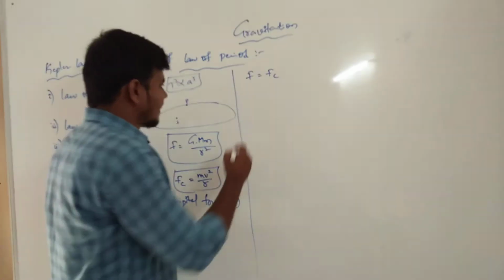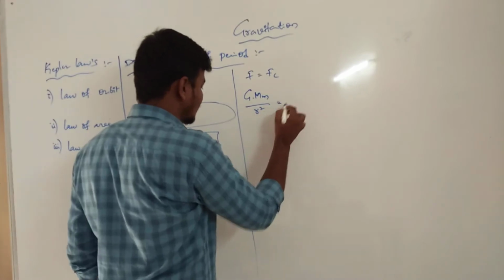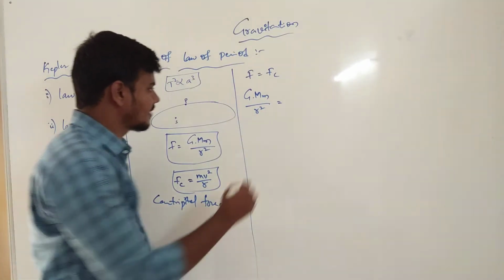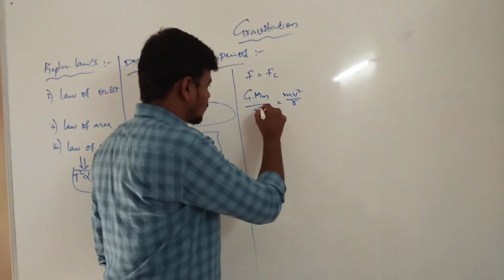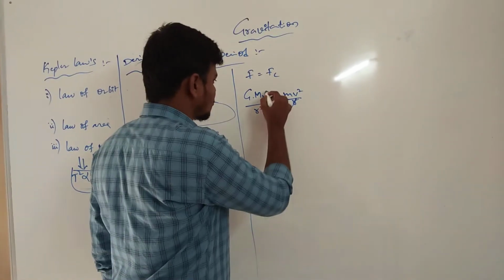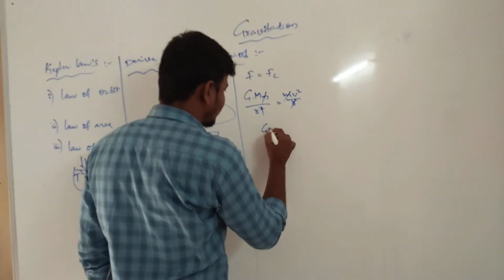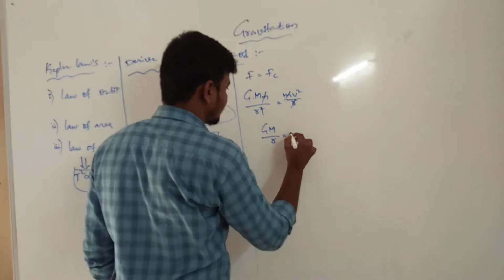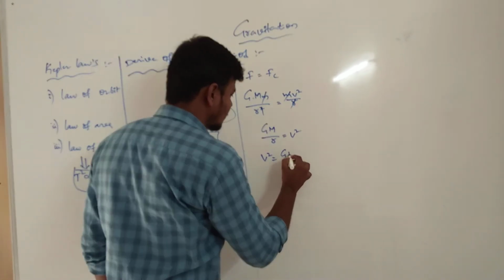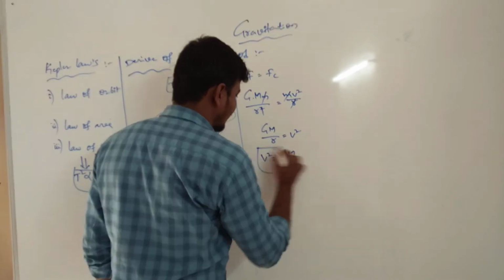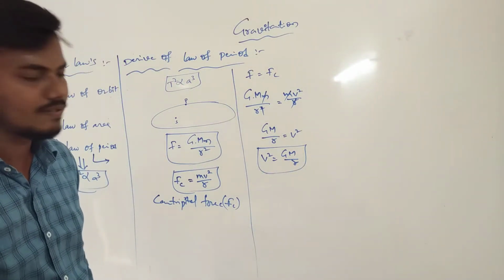Since F is equal to Fc, capital G, capital M, small m by r square is equal to mv square by r. Now r gets cancelled, small m gets cancelled. The remaining equation is capital G, capital M by r is equal to v square. So v square is equal to GM by r. This is the velocity of the planet.